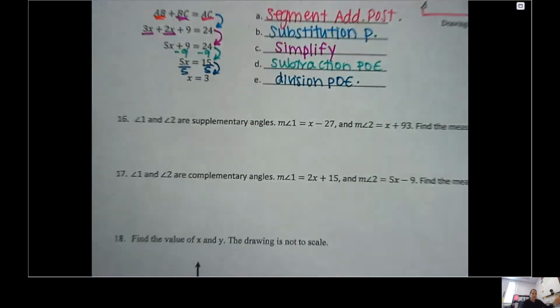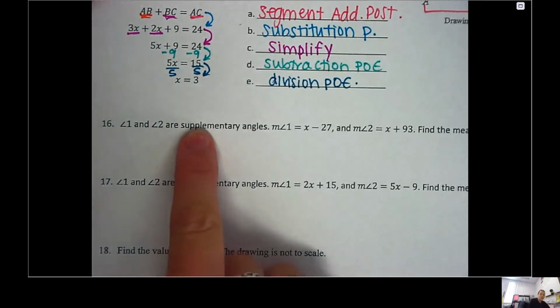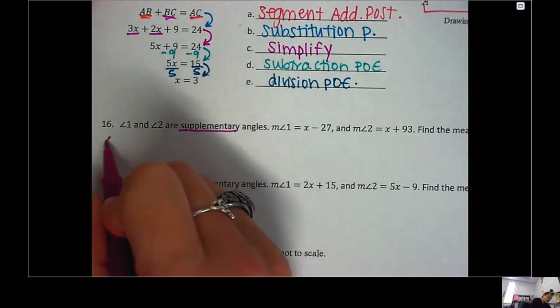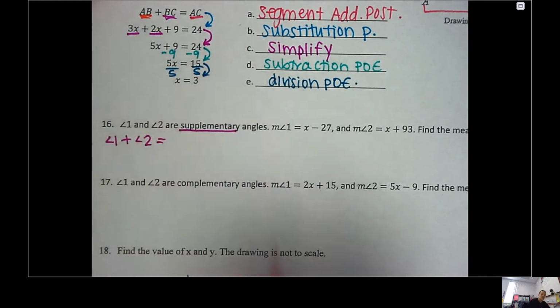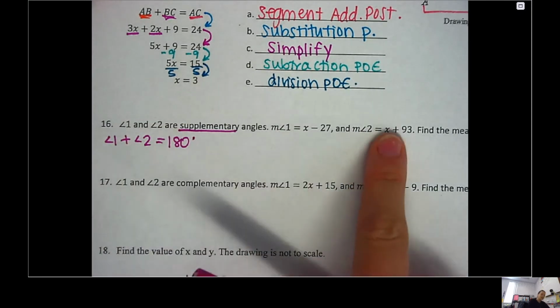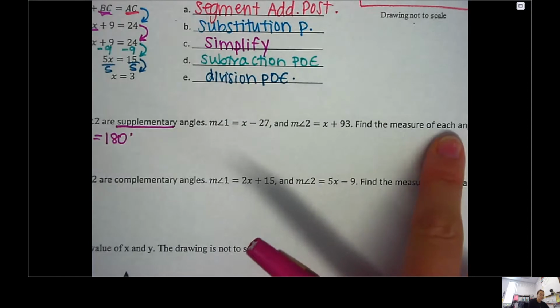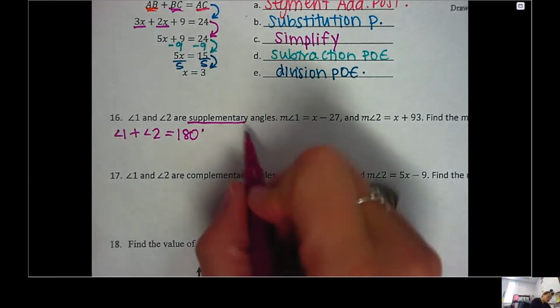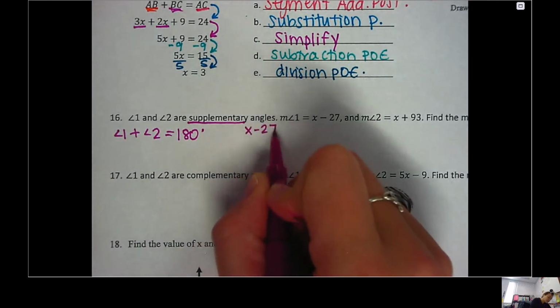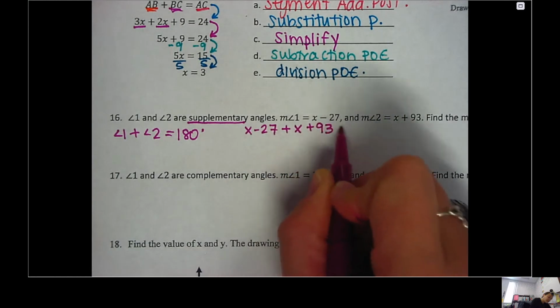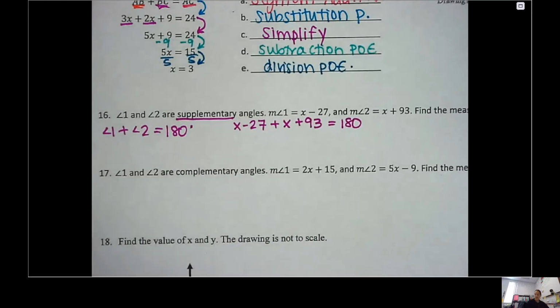Number 16 says angle 1 and angle 2 are supplementary. So supplementary means if you add them together, they should give you a straight line, which is 180 degrees. I give you the measures, and I want you to find the measure of each one using those equations. So I'm going to take those equations and substitute them in. I'm going to take angle 1, which is x minus 27, plus angle 2, which is x plus 93, and set it equal to 180 degrees.